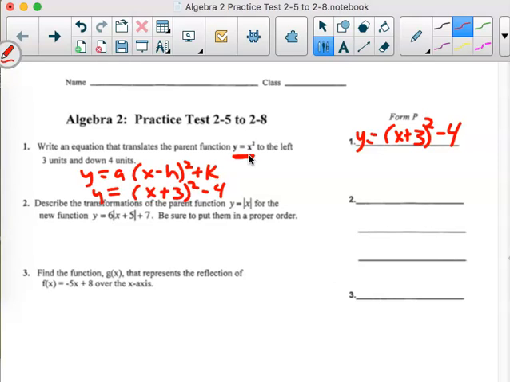That one's done. Number 2. Now we're describing the transformation. This time, notice the parent function. That's going to be huge. The parent function is absolute value. And now we have y equals 6, absolute value of x plus 5, and then a plus 7. Write your little y equals a, absolute value of x minus h plus k right below it. That'll help so you don't mess up. And then go left to right and describe what these numbers are doing.